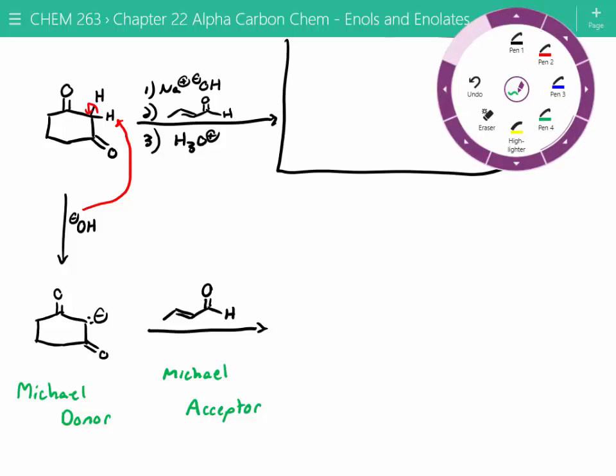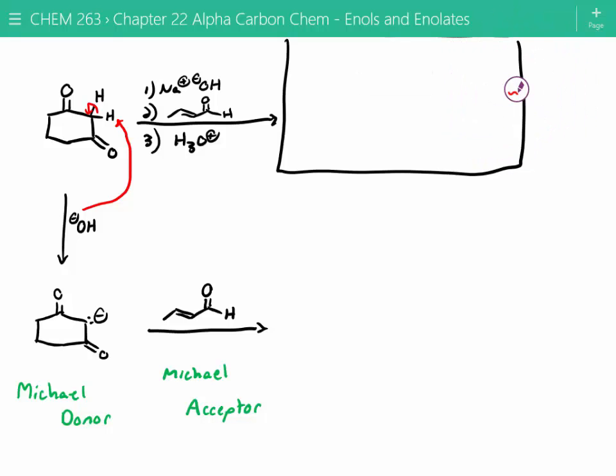And the Michael donor will specifically attack the beta position because it's a conjugate addition reaction. And it will clamp down and kick up electrons onto that oxygen. So we have our enolate.